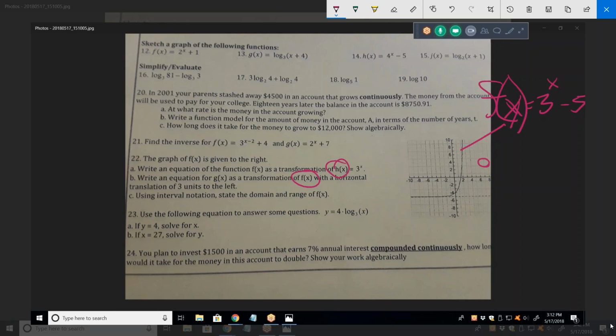So that would be g of x, as long as I call it something different than f or h. So 3, and then exponent x plus 3, and then minus 5. Perfect.